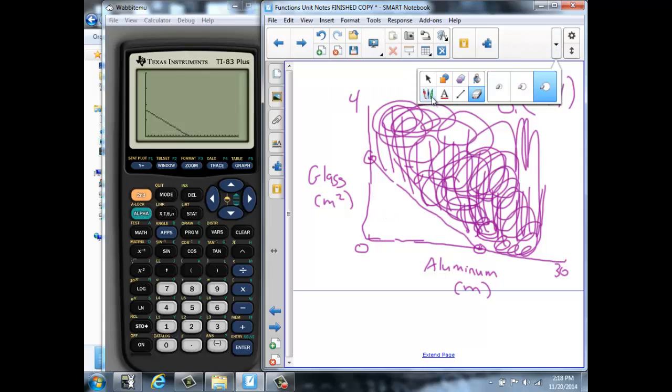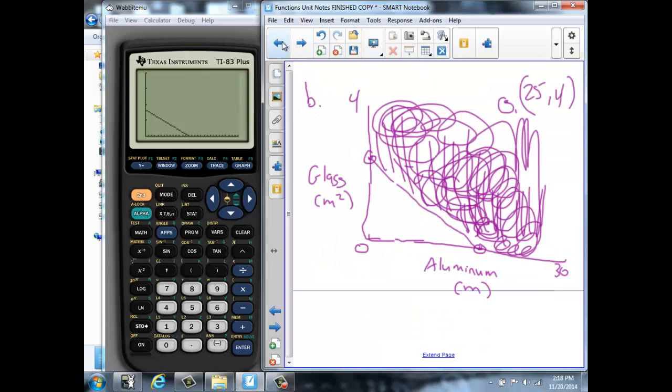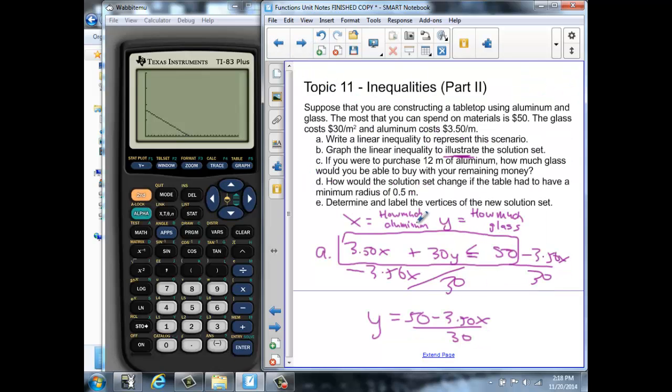Okay, let's talk about the remaining questions then. So part A, we wrote the linear inequality. This right here would have been the linear inequality. B would have been graphing the solution, and I'm going to phrase this differently: to illustrate the solution set, your answer is a picture. So that's part B. Okay, now some questions about it.